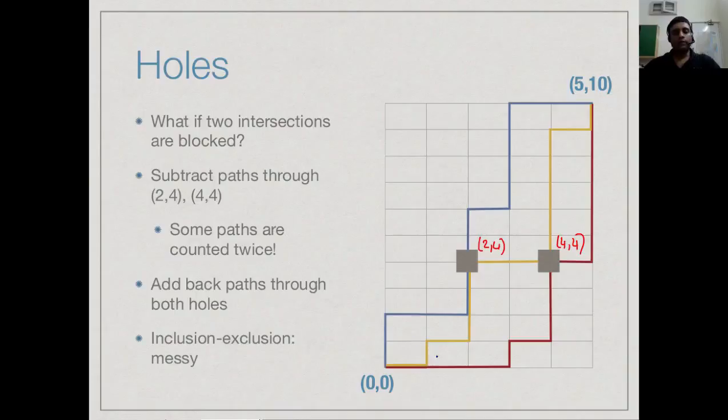But now what happens is that this yellow path is subtracted twice, because it is part of the paths going through 2, 4 and part of the paths going through 4, 4. So I have accidentally removed it twice from my total, and I have to put it back. So you have to now compute those paths which go through both the intersections and add them back. This in combinatorics is called inclusion and exclusion.